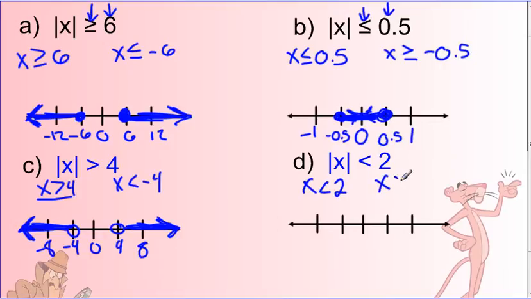Letter D. X is less than 2. X is greater than negative 2. So you switch the sign and switch the sign. 0, 1, 2, negative 1, negative 2. We need hollow dots at each 2 and negative 2. From 2, we are shading less than 2 this way. X is greater than negative 2, bigger than negative 2. So we're shading in between.